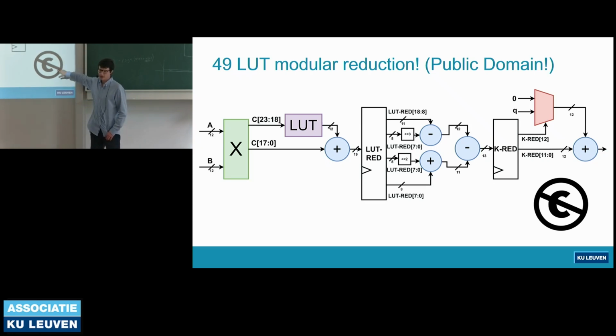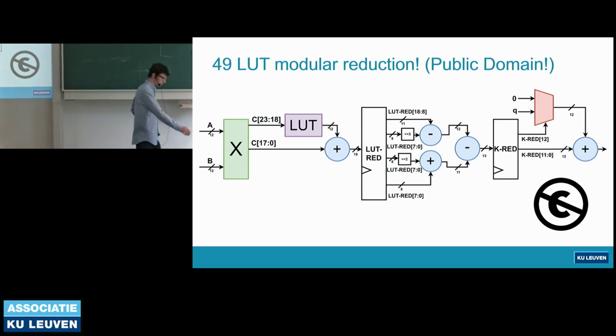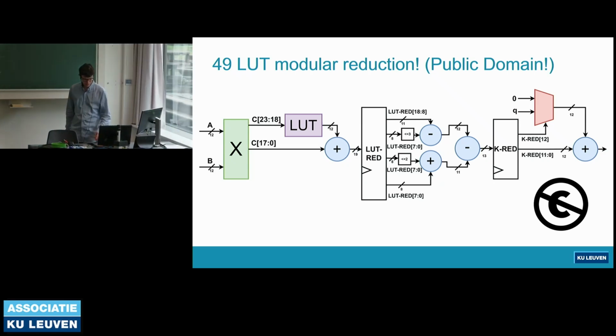So this is public domain. You can just get it from Git. You can put it in your code. You can use it wherever you want. It's effectively yours. And it requires just 49 LUTs. So now, are there any questions?